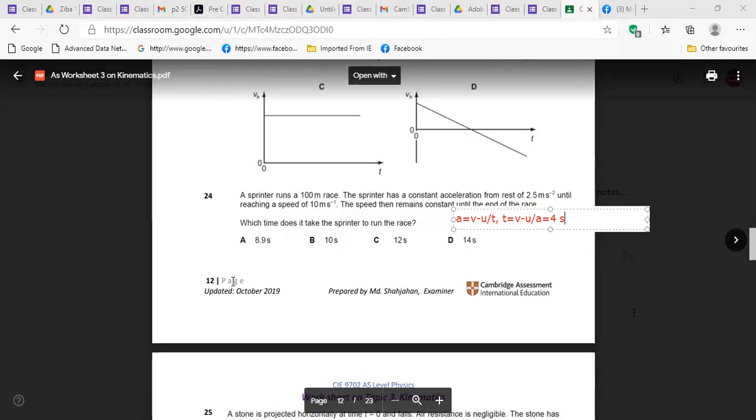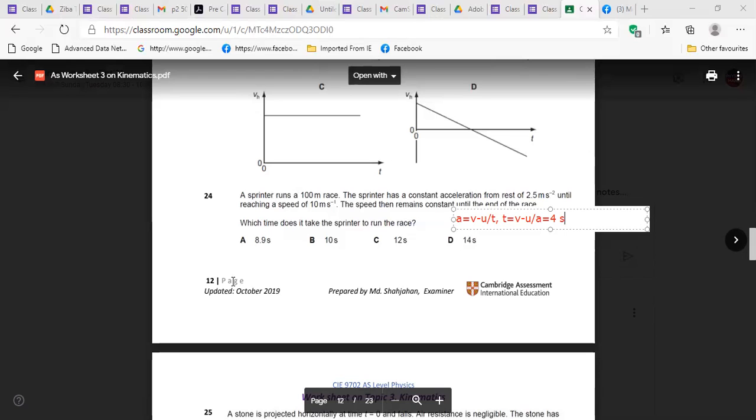v square is equal to u square plus 2as. Okay, very good. So v square equals u square plus 2as. That means v square will be 10 meters per second squared, that means 100, right?